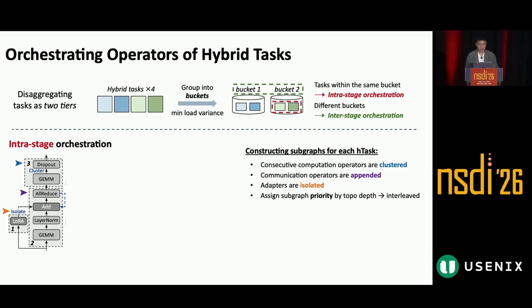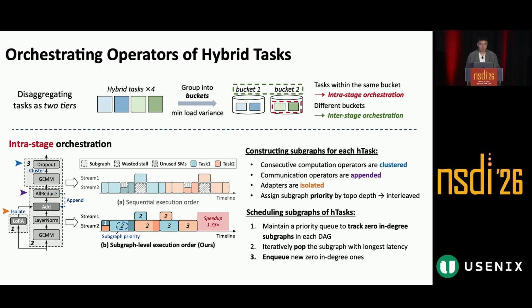For intra-stage orchestration, we construct subgraphs for each hybrid task by clustering computation operators, appending communication operators, and isolating adapters. Each subgraph is assigned a priority based on its topological depth to ensure interleaved execution between different tasks. To schedule subgraphs, we use a priority queue to track all 0-in-degree subgraphs, popping the one with the longest latency and including new 0-in-degree ones in the next step. Computation and communication are performed in different CUDA streams for natural overlap.